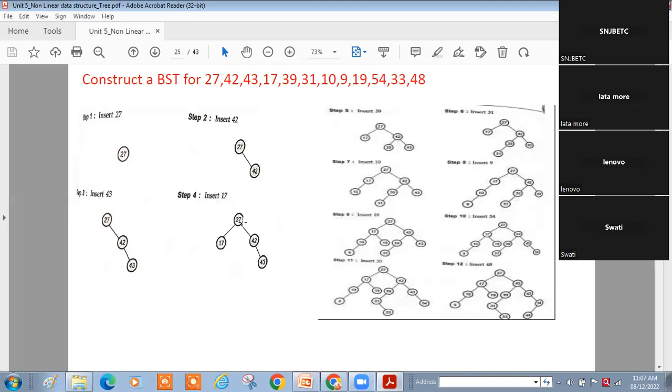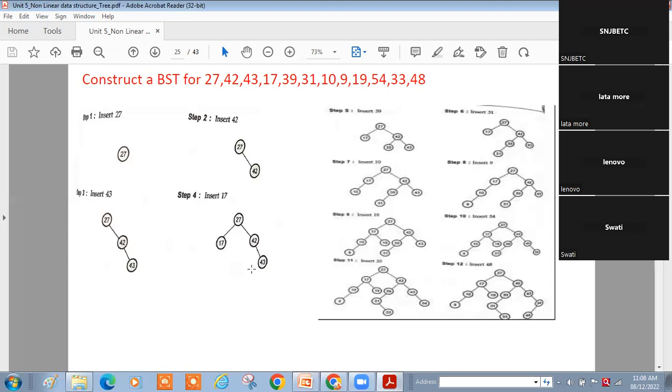Similarly, the next element is 17. Again start by comparing 17 with the root element. The root element is 27. 17 is less than 27. If it is less, it should be on the left hand, so I kept it on the left hand. Next is 39. 39 is greater than 27, so it should be on the right hand. Now on the right hand we have 42, so I have to compare it with 42. 39 is less than 42, so I have to keep it on the left hand side. You got my point?